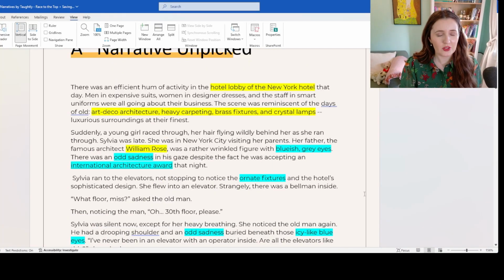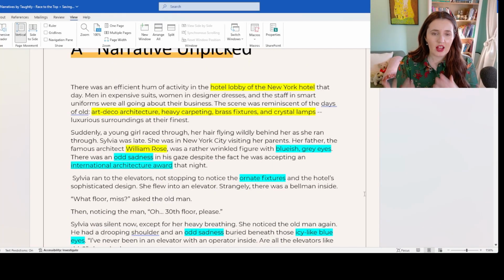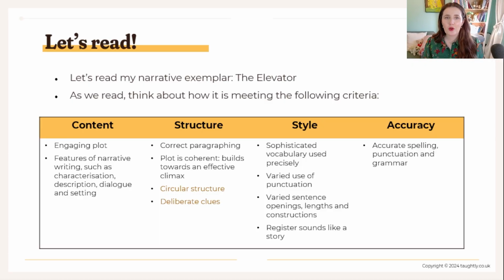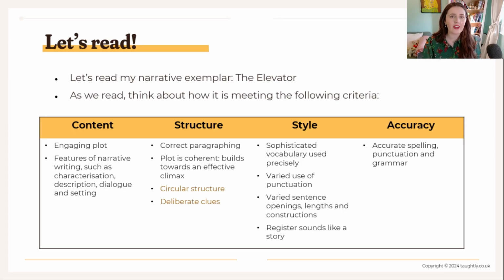But apart from some words repeating each other, the spelling, punctuation and grammar was absolutely beautiful. So if you're wondering what mark this story got, well, it was for coursework, but I can translate it into exam for you. So for content and structure, it got 16 out of 16, full marks, and for style and accuracy, it lost just 1 mark for some repetitive vocabulary, getting 23 out of 24. So essentially an almost perfect story.